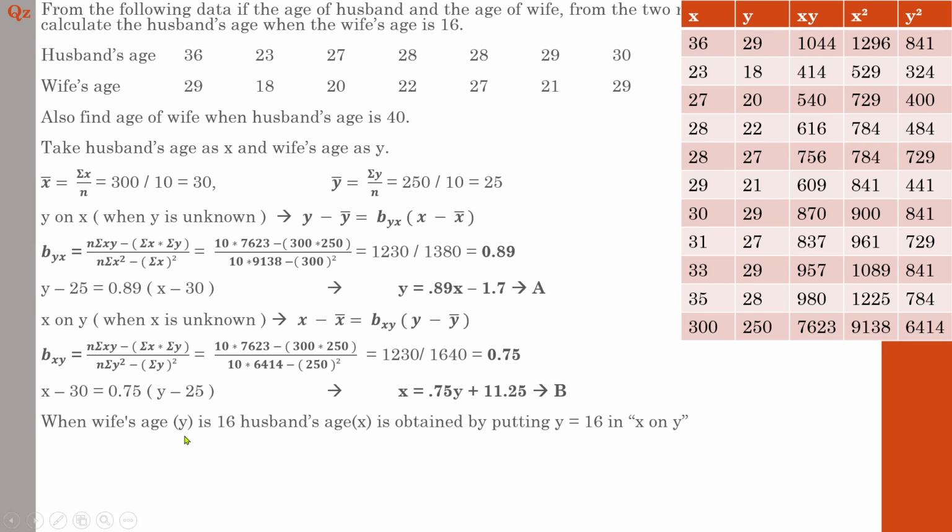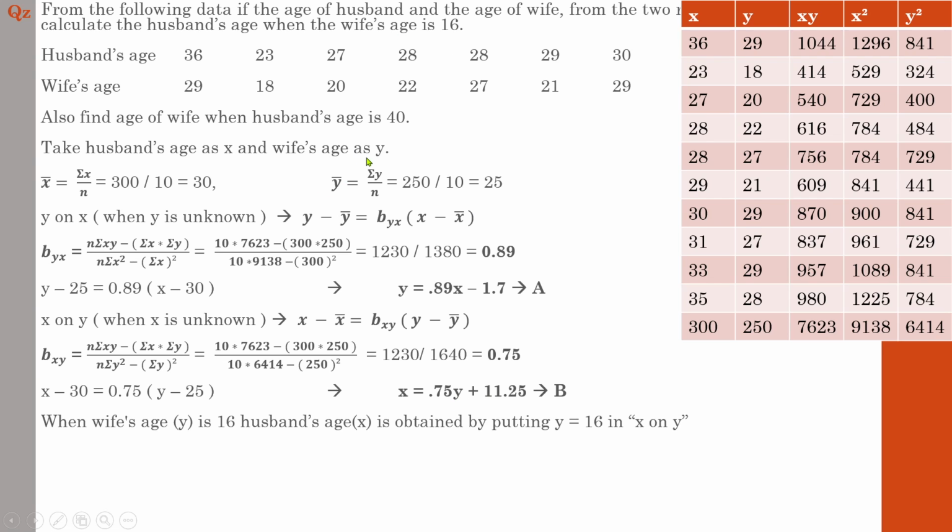When the wife's age is y, because we already assumed wife's age is y, is 16. When wife's age is 16, husband's age, otherwise known as x, is obtained by putting the same in the equation x on y. Calculate husband's age when wife's age is 16. Here husband's age is x. So we will be using this equation and substituting the value of 16 in this one. Here the wife's age is 16.